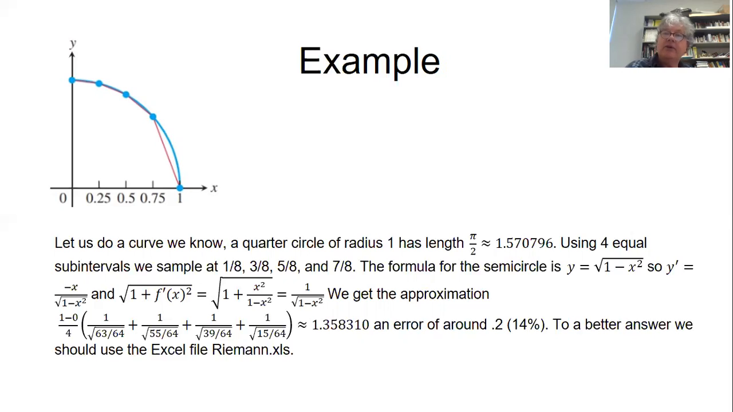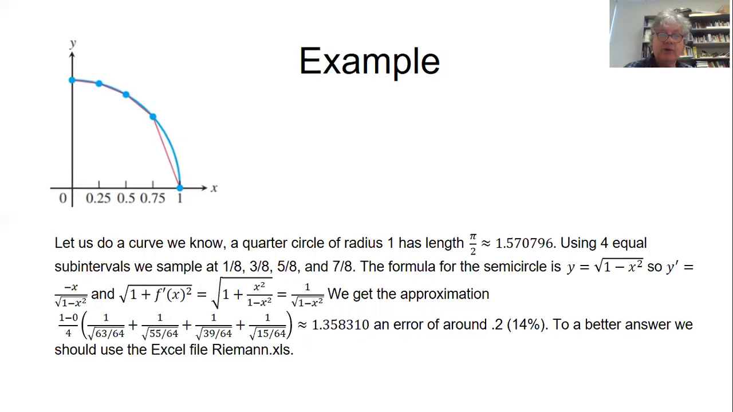Okay, and so for our finding length function, then we take square root of 1 plus the derivative squared. That becomes square root of 1 plus x squared over 1 minus x squared. Put that over a common denominator, 1 minus x squared. So on top I get 1 minus x squared plus x squared. X squared's cancelled, so I'm just left with 1 divided by the square root of 1 minus x squared.